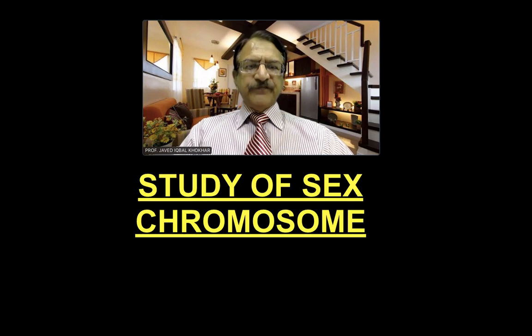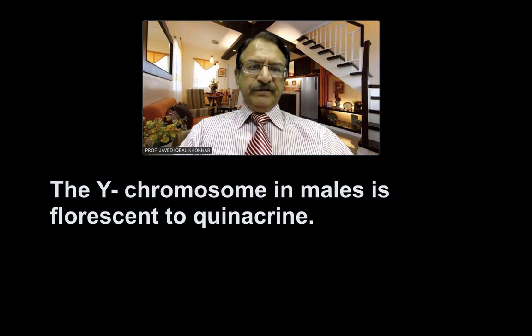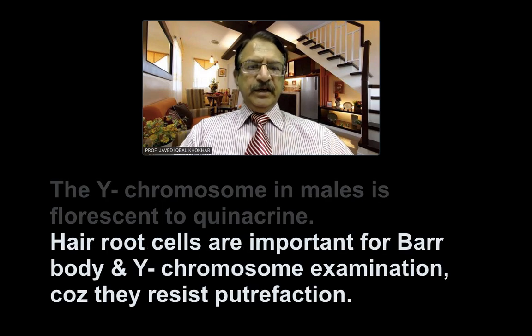Then the study of sex chromosomes. This is basically demonstration of sex chromosomes XX or XY in the cells which are dividing, like blood, hair, and tooth pulp. The Y chromosome in males is fluorescent to quinacrine. The hair root cells are important for Barr body and Y chromosome examination because they resist putrefaction.